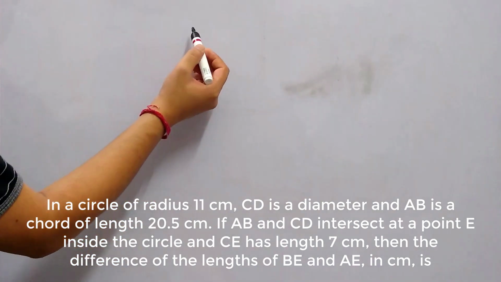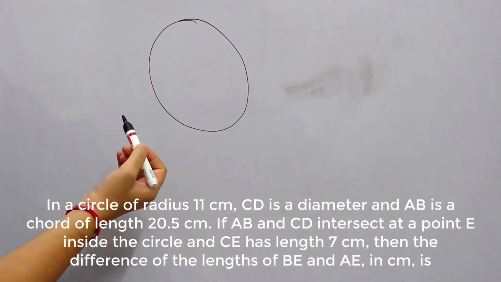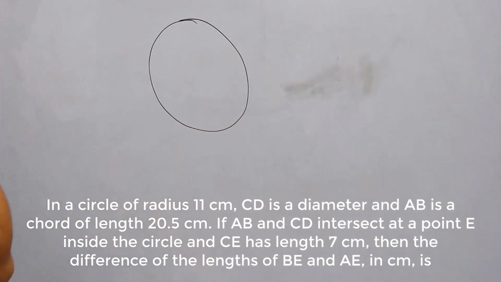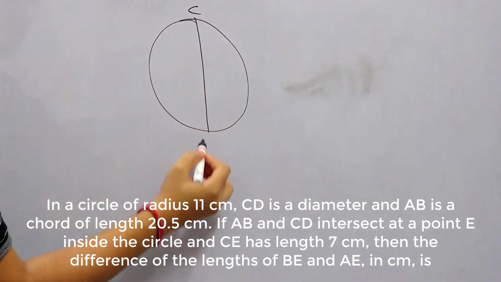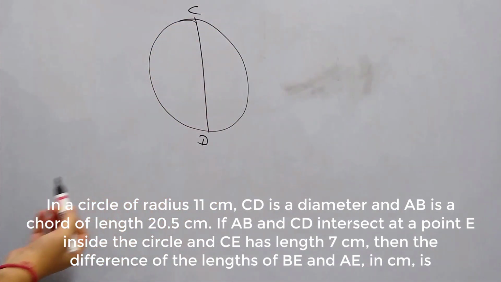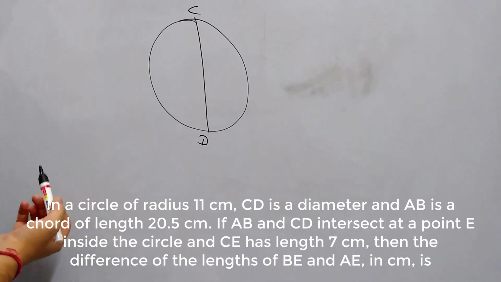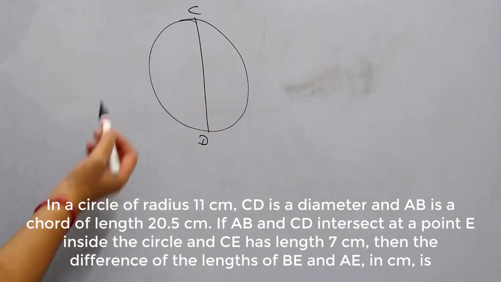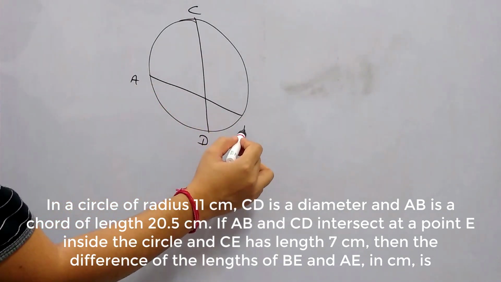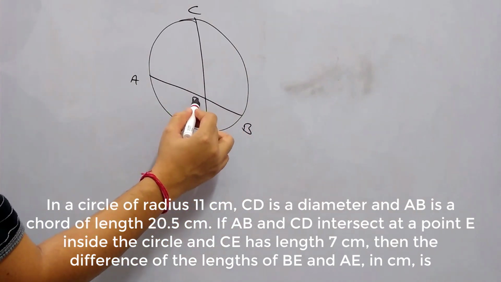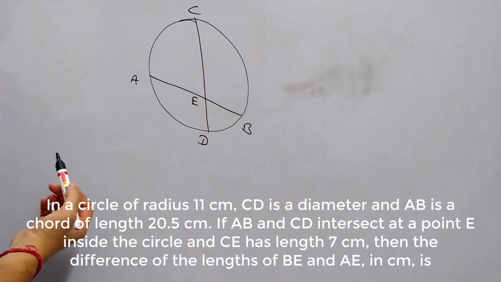so we have a circle. Let's say this is the circle and CD is a diameter. Let's say C and D. This is the diameter of the circle. And AB is a chord of length 20.5 centimeter. If AB and CD intersect at point E, so there is a chord also. Let's say this chord is given as AB and they intersect at a point E inside the circle and CE has a length 7 centimeter.